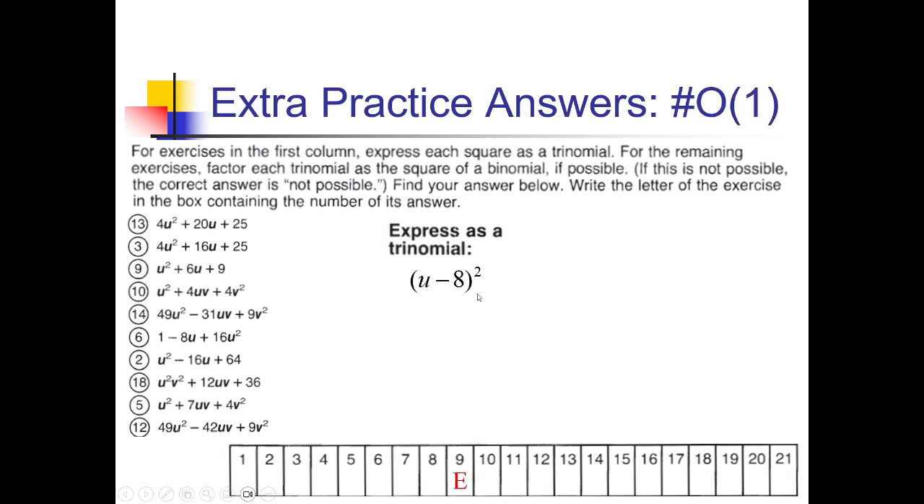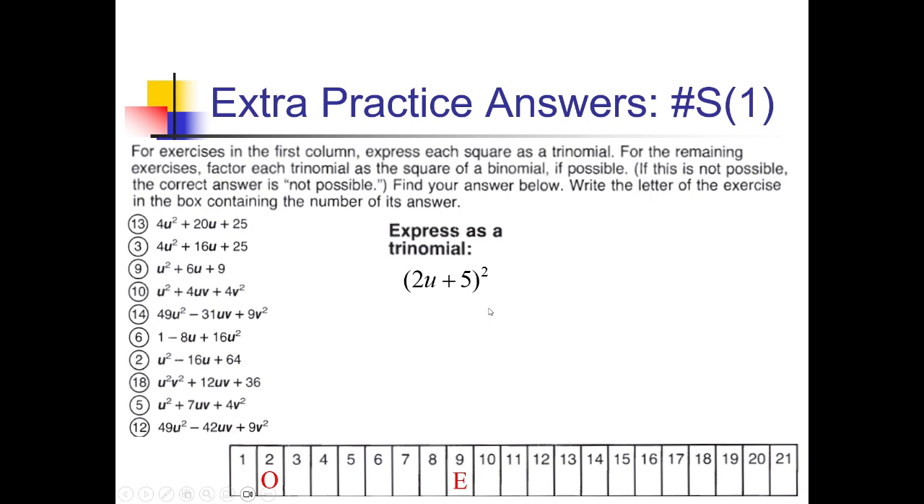For this next one, squaring the first thing gives me u squared. Multiplying these together gives us negative 8u, and then double that for the middle term is negative 16u. And then negative 8 squared is going to be a positive 64. So we've got u squared minus 16u plus 64. That's right here, number 2. And this was an O, so we're putting an O next to 2.